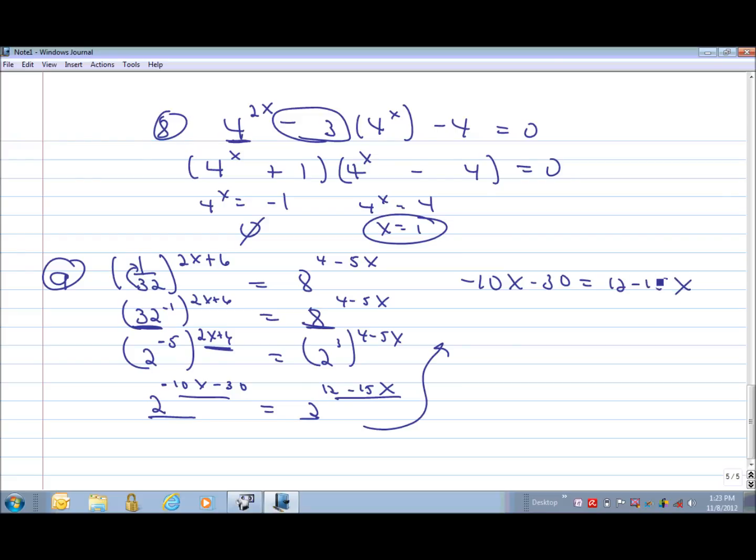All right, let's move letters to the left. If we move the 15x over, it'd be positive 15x. If I move the 30 over here, it would be positive 30. So let's see what happens. I believe we get 5x equals, and then I have a positive 12 and a positive 30, so that would be 42.